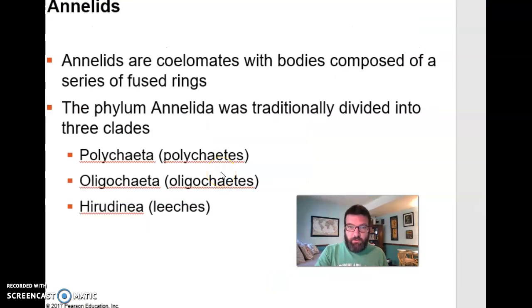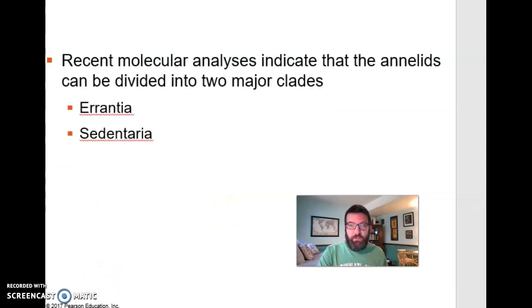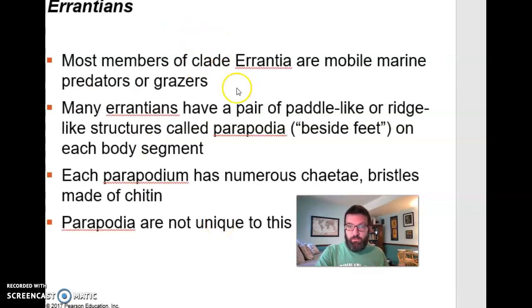So now we're going to move on to another Lophotrochozoan phylum, annelids, the segmented worms. And annelids are coelomates, and their major defining characteristic is their segments, right? And they're traditionally divided into three main clades: the polychaetes, the oligochaetes, and then Hirudinea, which include the leeches. Now, this is a group that's been shuffled around a lot due to some recent molecular analysis into two main clades, Errantia and Sedentaria. Errantia means mobile, so most of the members of Errantia are mobile.